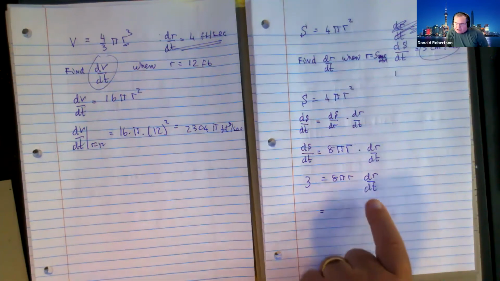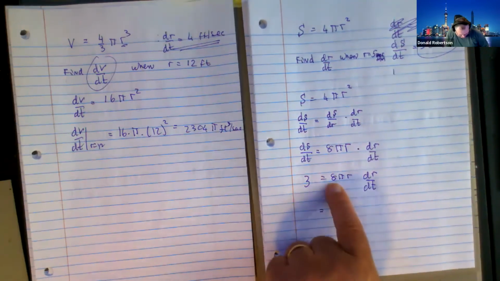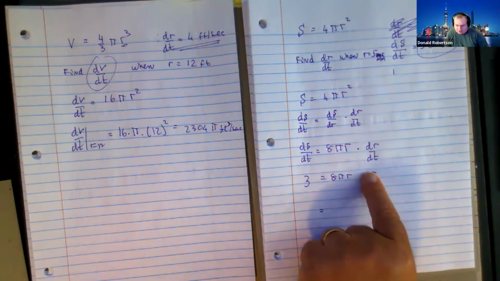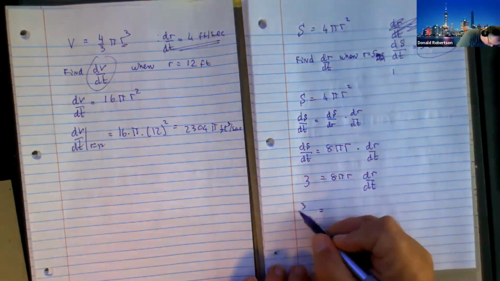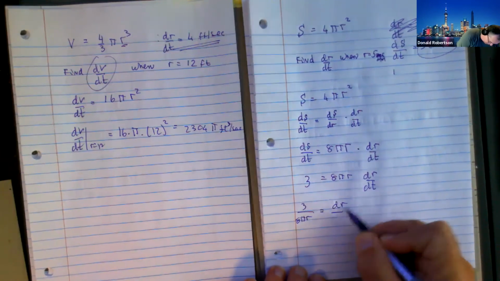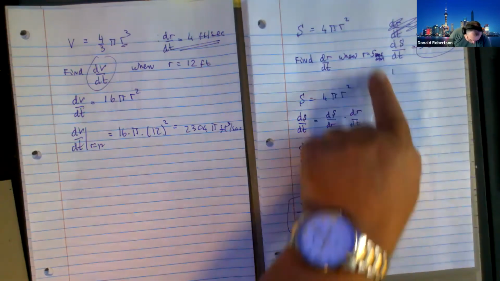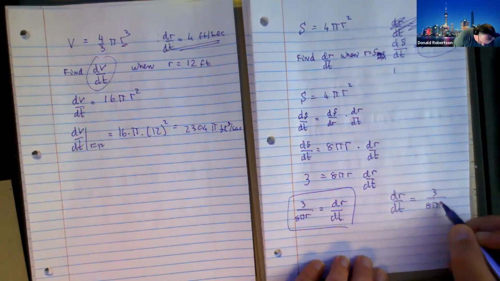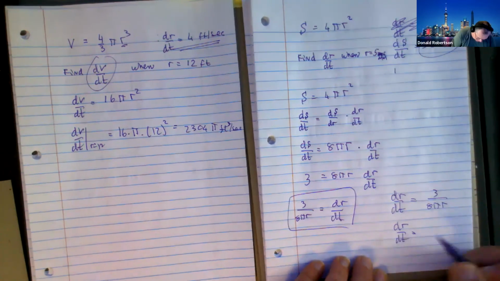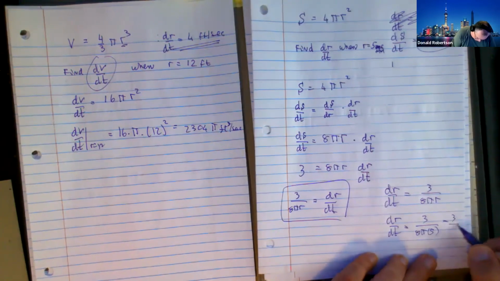So how do I find dr by dt? Three is equal to 8 pi r times this. How do I find this? Could you divide by 8 pi r? Yeah, you just solve, just like you would do any equation. In this case, divide both sides, and there is your answer. Now, in this particular one, we wanted to know the answer when r is 5. So dr by dt is 3 over 8 pi r. Dr by dt then, when r is 5, becomes 3 over 8 times 5, and that's 3 over 40 pi.